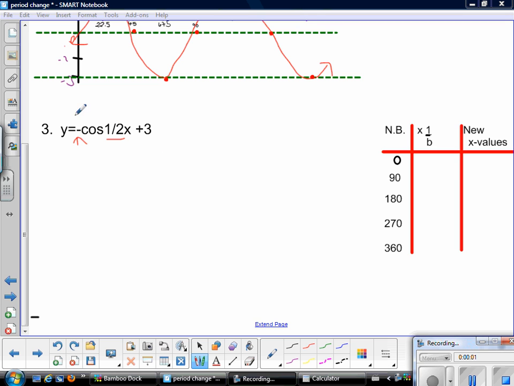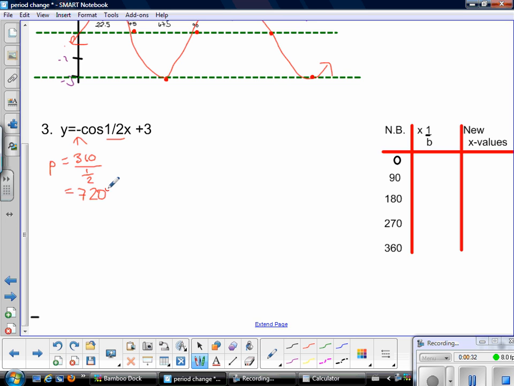Moving on to this last example for this section of the video. All right, so this time you can see that our b value is 1/2. So again, if we calculate what the period is based on that little formula that I told you to memorize, we would have p equals 360 divided by 1/2. And that's the same as 360 times 2, so that would be 720 degrees.